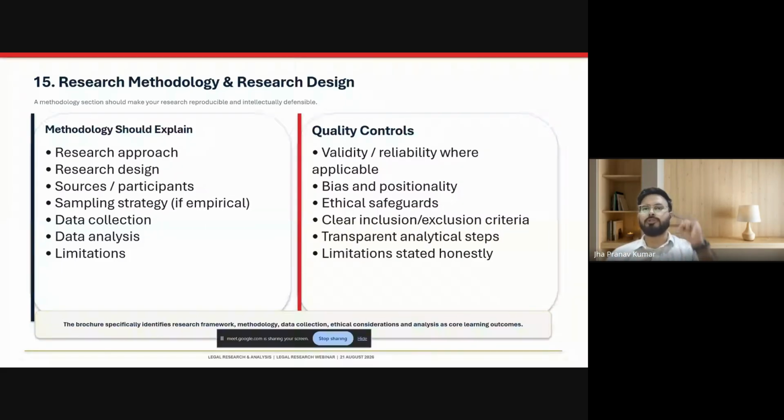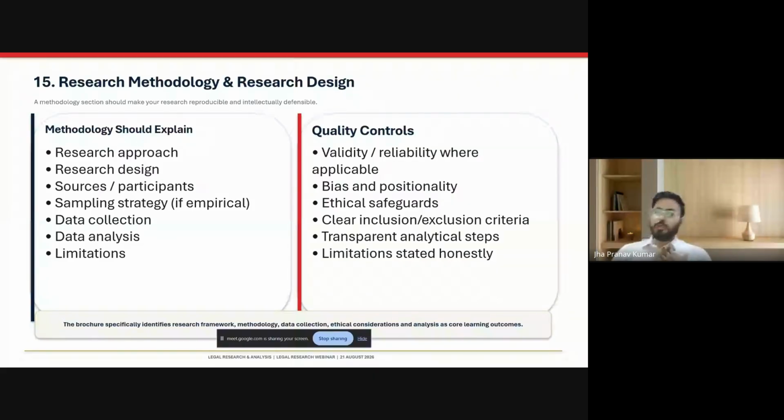Number one, you need to be clear with your research approach. You need to be clear with your research design. You need to know your sources you are citing. You need to know your sampling strategy. Snowball sampling hai, purposive sampling hai, any of those sampling methods. Data collection kaise karna hai, kahan se karna hai, data collect toh kar liya, usko analyze kaise karna hai, what are the limitations to it. You need to be very clear.